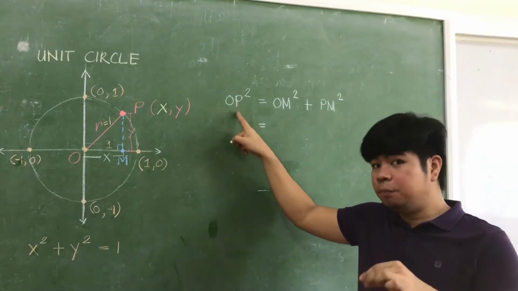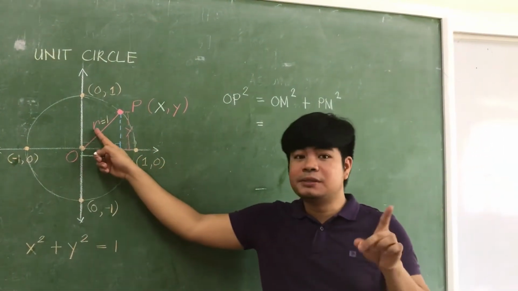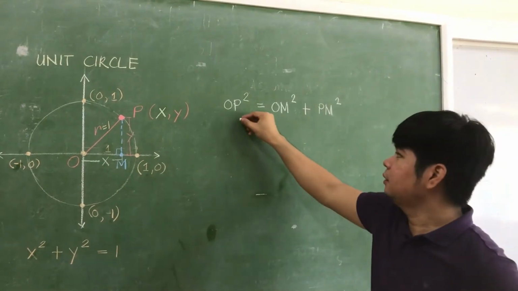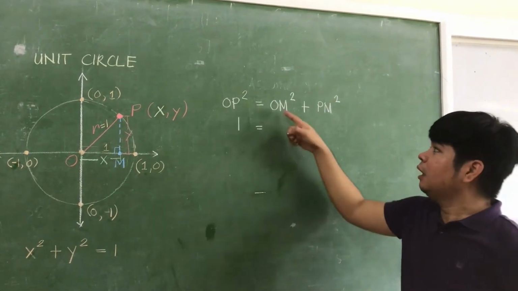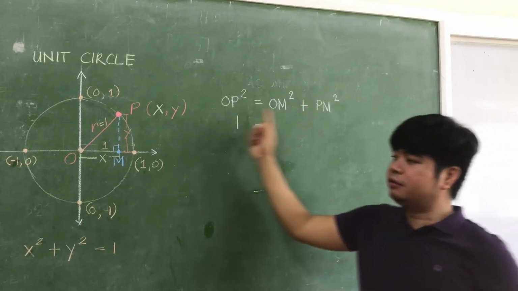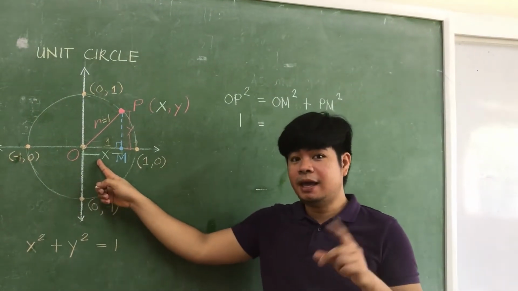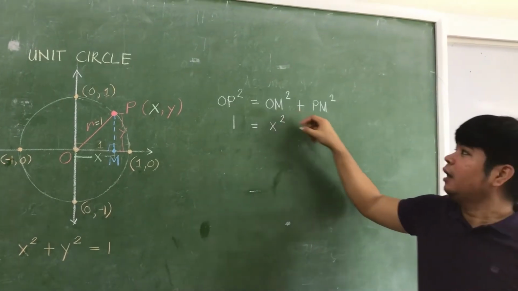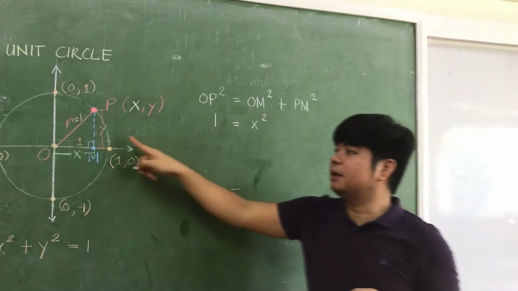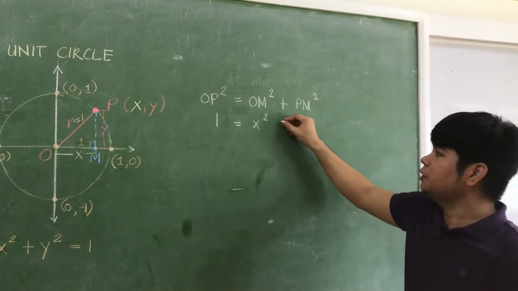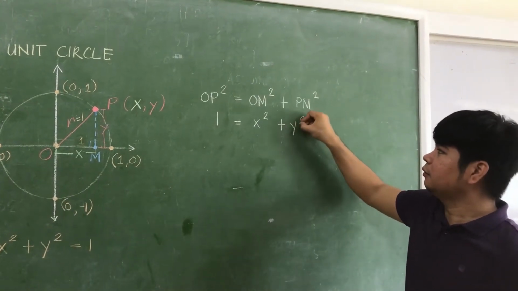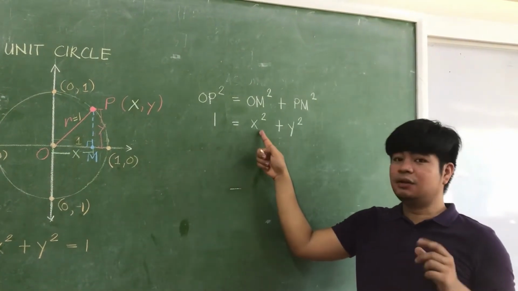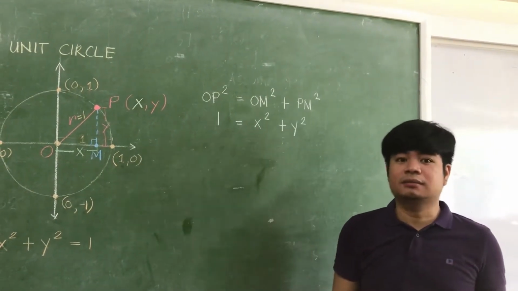The length of OP is represented by R, but R is equal to 1. So you have 1 here. The length of OM is represented by X, so you have X squared. And PM is represented by Y, so Y squared. Still we have the same. This is the equation of that unit circle.